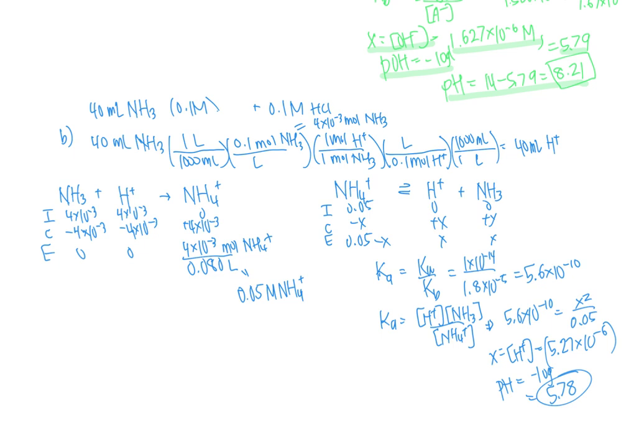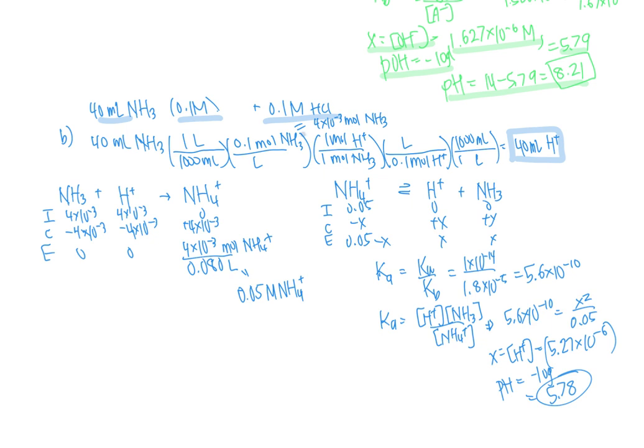Okay, so let's figure this one out now. So we have 0.1 molar of ammonia, and I have 40 milliliters of it, and I'm going to get to the equivalence point using 0.1 molar of hydrochloric acid. So once again, I'm going to find out the total volume of hydrochloric acid I'm going to need to titrate, and that's 40 milliliters, doing a bunch of stoichiometry.